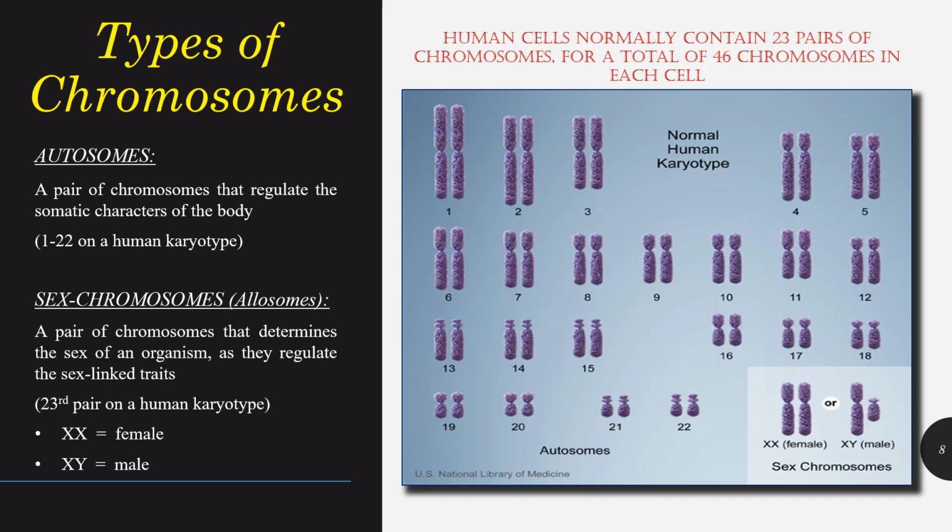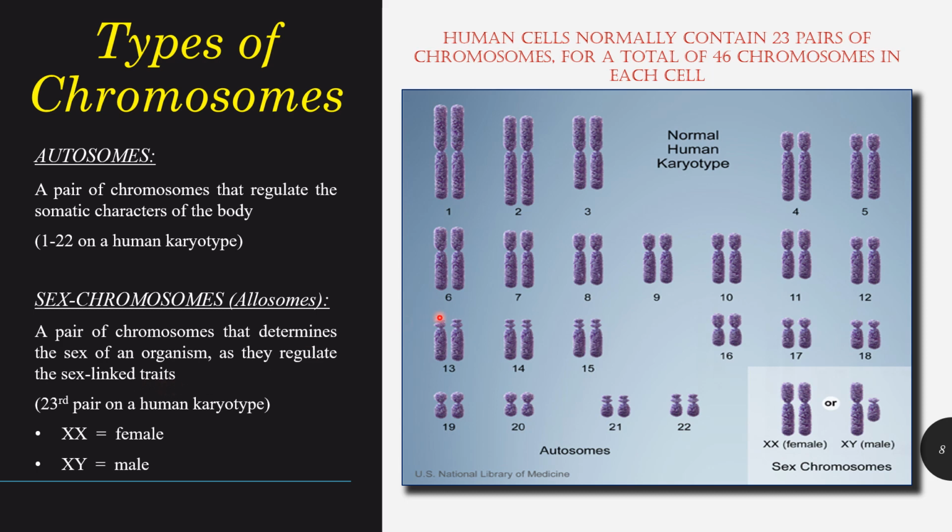We can also differentiate chromosomes into two categories on the basis of their function, that is autosomes and sex chromosomes. Autosomes are the pairs of chromosomes that regulate the somatic characteristics of the body. And sex chromosomes, also known as allosomes, are the pair of chromosomes that determines the sex of an organism, as they regulate the sex-linked traits.